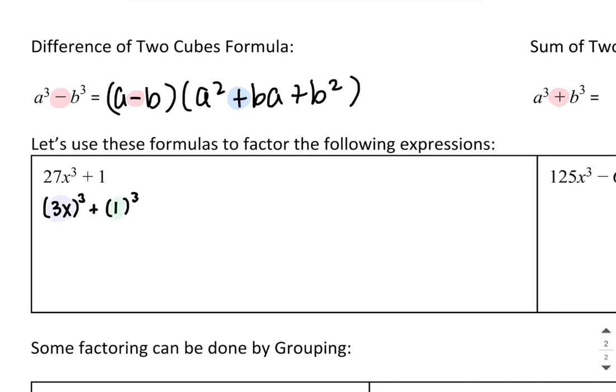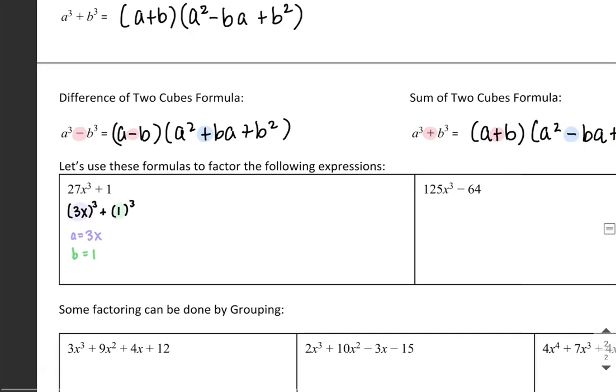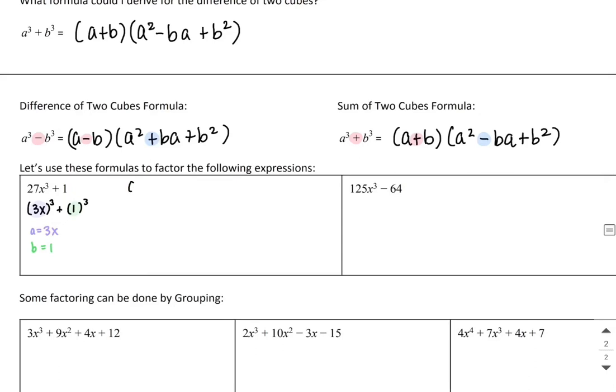So, oops, let me write that. a is equal to 3x and b is equal to 1. And then I'm going to plug them into my formula. So this is the sum of two cubes. I'm going to use the sum of two cubes formula. So a plus b times a squared minus ba plus b squared.